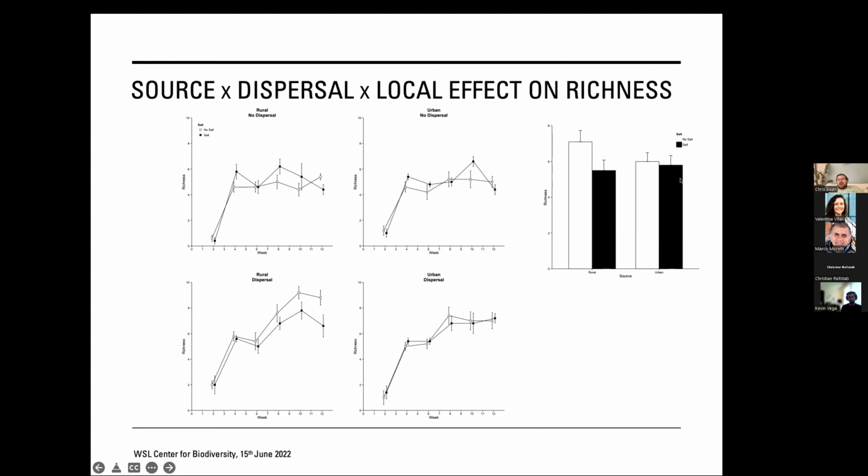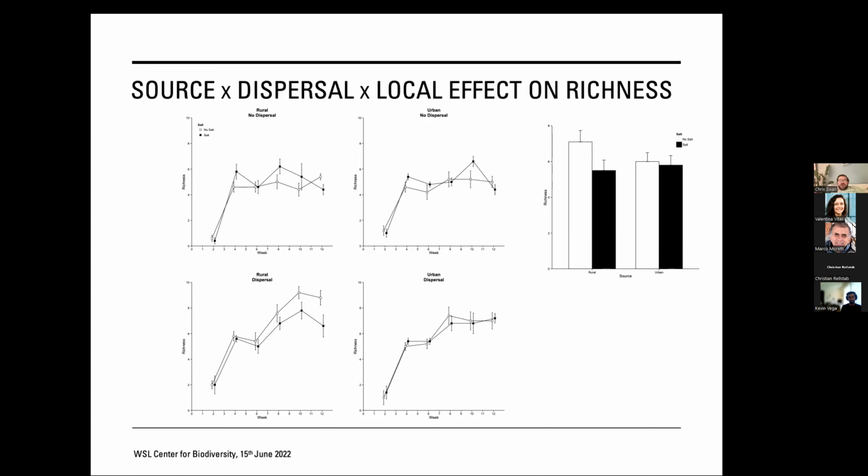Looking at the right-hand side, this is what happens on the last day. Left is rural, right is urban. This is the source pool. This is richness. This is the effect of salt. On the left-hand side, what you're looking at is no salt versus salt in the rural on richness, but you don't see the effect. You don't see any effect of recovery in the urban treatment.